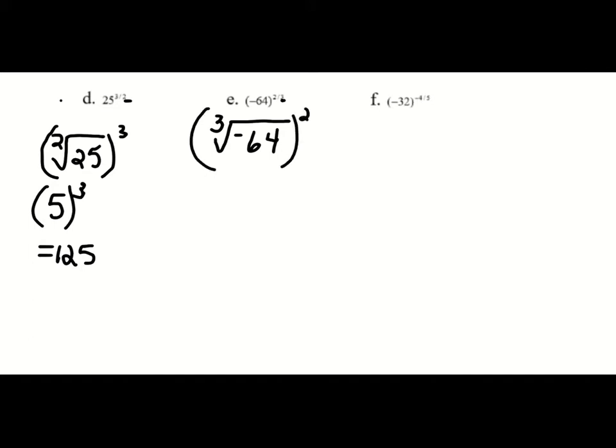So the cubed root of negative 64 is, the cubed root of 64 is 4, so it's going to be a negative 4. But then we do have to square it, and if we square negative 4, we end up with 16.